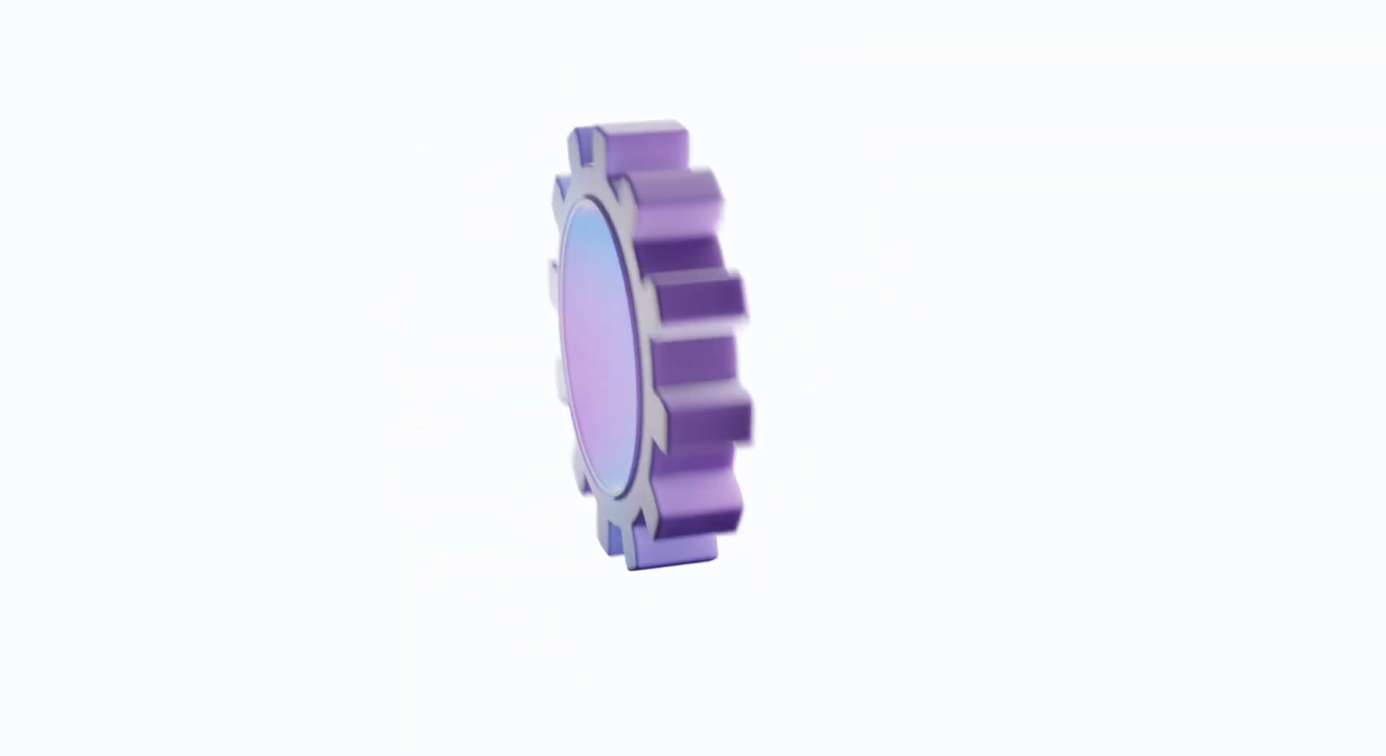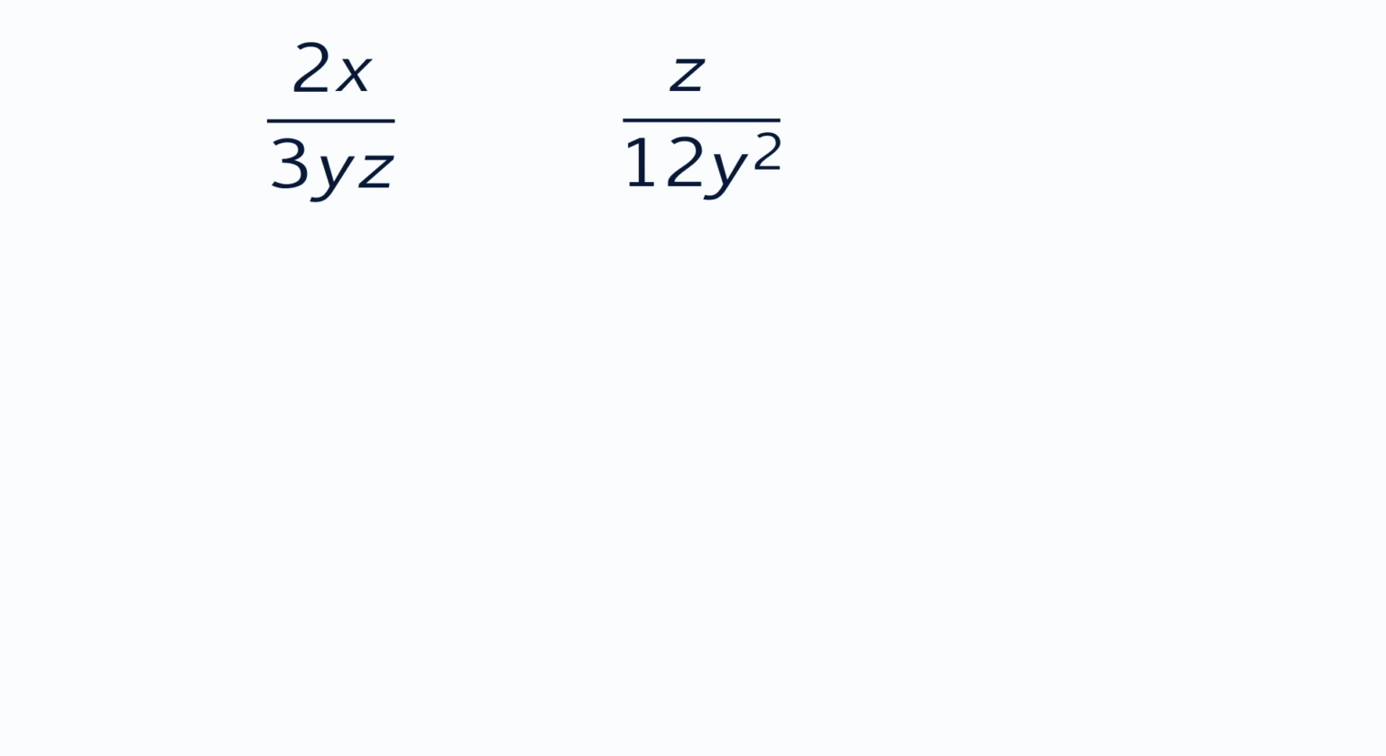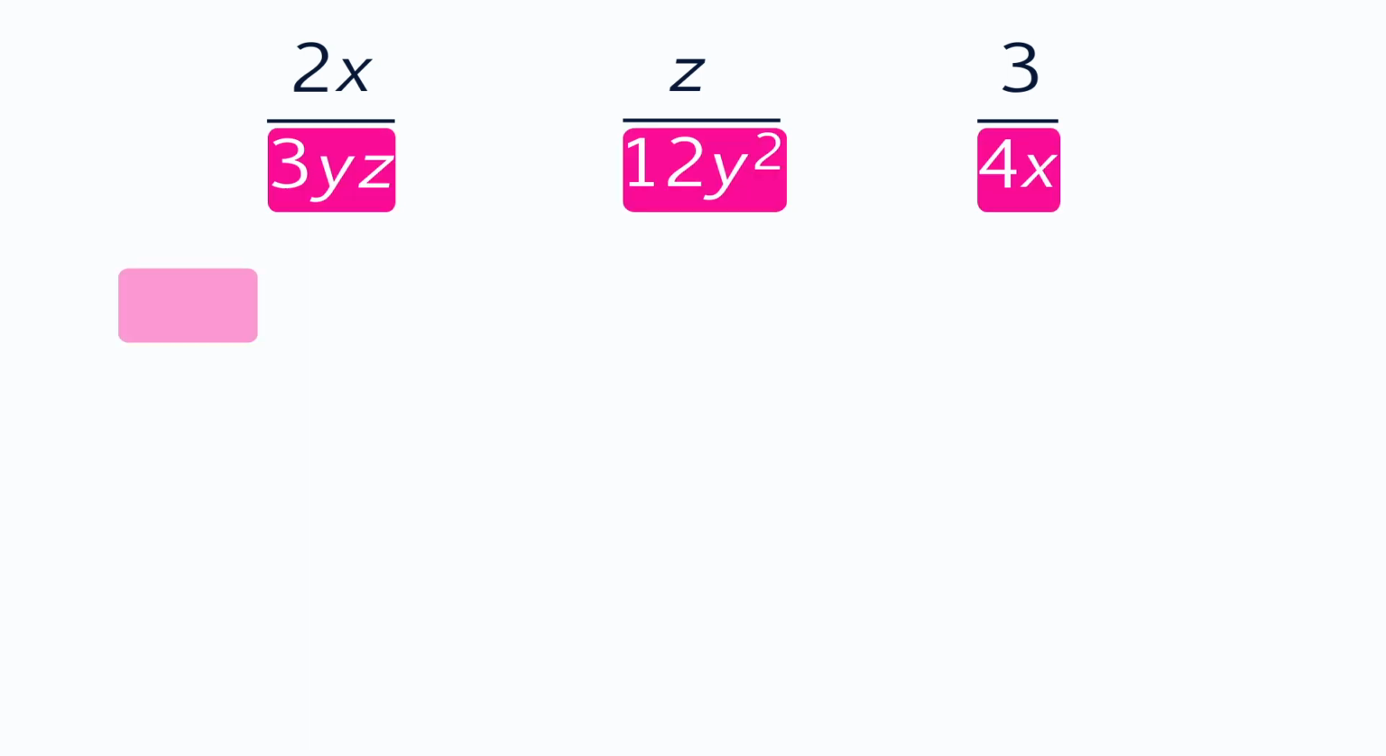Now let's look at the second example. You have three fractions: 2x over 3yz, z over 12y squared, and 3 over 4x. Step 1 is listing the denominators like this: 3yz, 12y squared, and 4x.